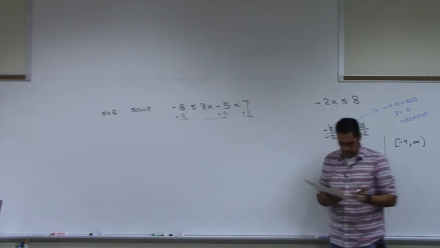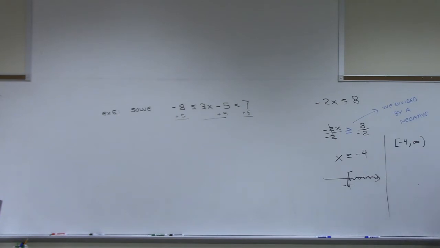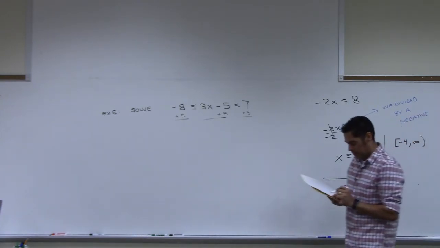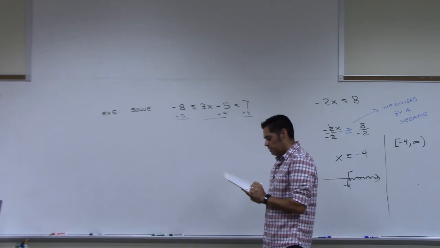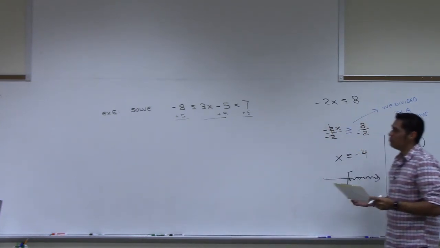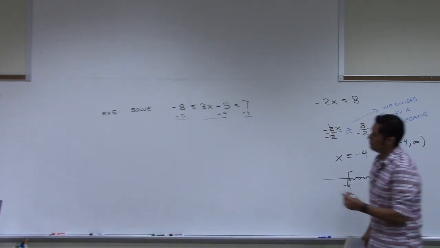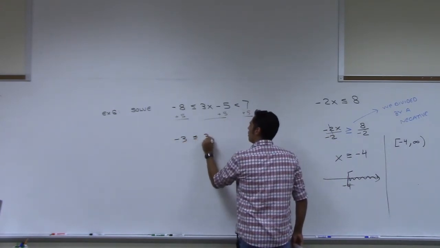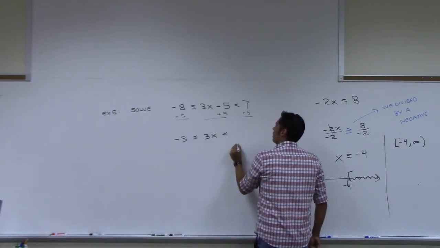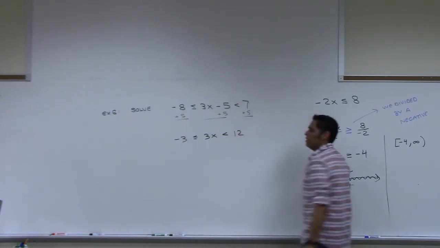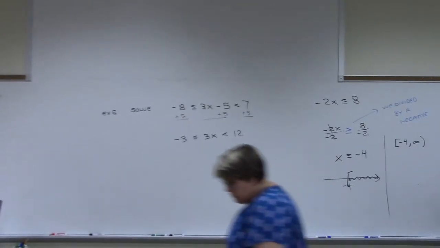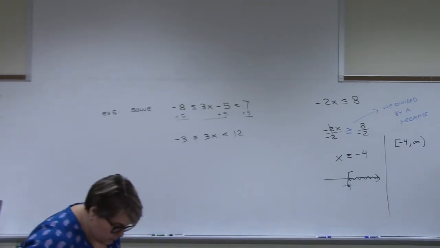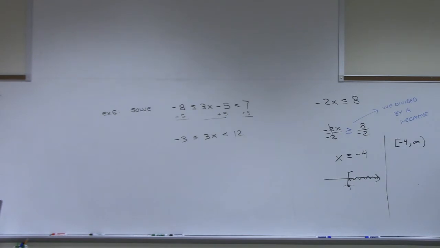All right, is it Sierra or Kiara? Kiara. Where are you? Okay, Kiara, do you know what the next line will read? Negative 3 is less than or equal to 3x, less than 12. Yes. Okay, good. And then Alexis. Where's Alexis? All right.